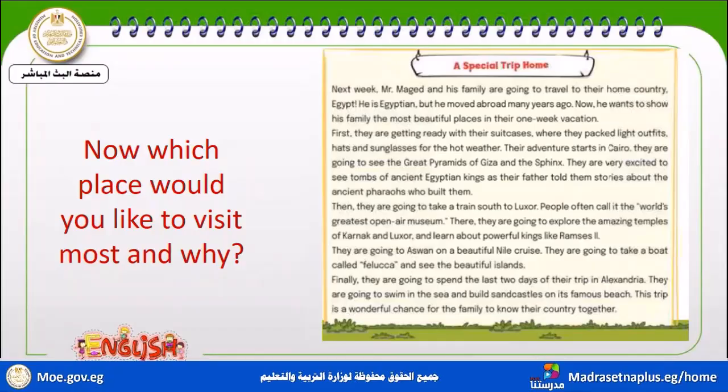There, they are going to explore the amazing temples of Karnak and Luxor, and they are going to learn about powerful kings like Ramses II. They are going to Aswan on a beautiful Nile cruise. They are going to take a boat called Fluka and see the beautiful islands.